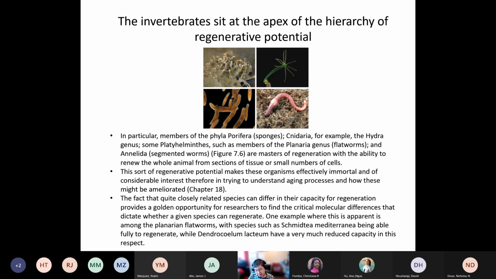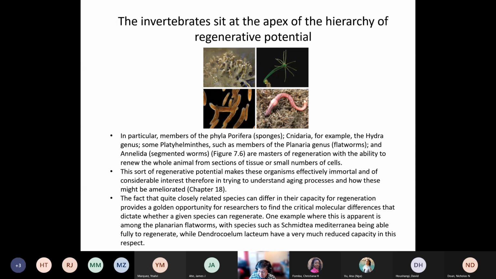I will first briefly review what we learned, because I thought that I missed some important content in the previous lecture. We have discussed a few invertebrates, as shown on this slide: a sponge, hydra, flatworm, and an earthworm. These species can regenerate themselves completely. So basically, they're immortal. They will never die.